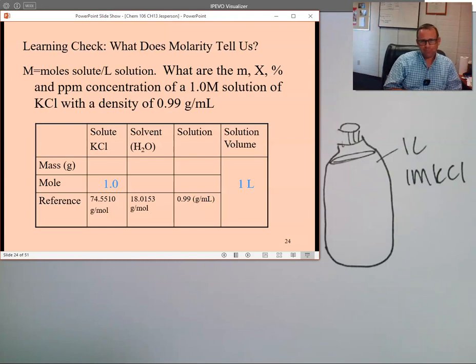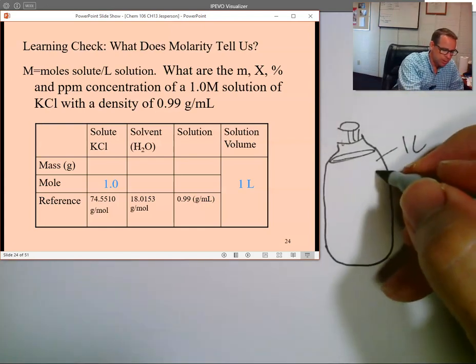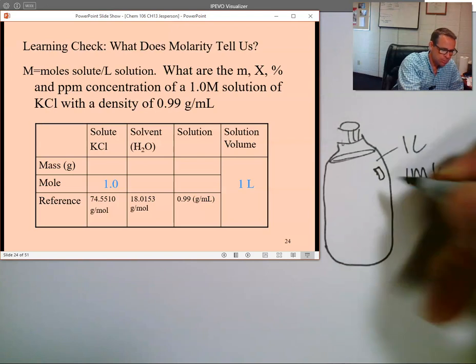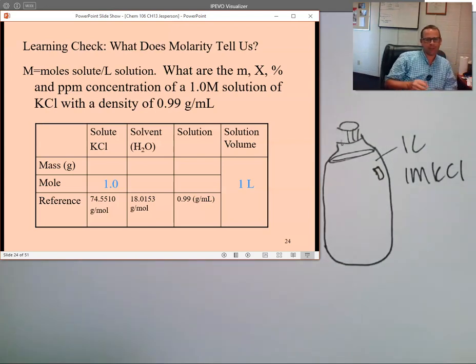I can even put a little glare in here so that you can tell it's in a bottle, right? Okay, good. So we got our bottle here, 1 mole of solute, 1 liter of solution. There it is. I can know what mass of KCl I have in this system right here because I know I have 1 mole of it, right?